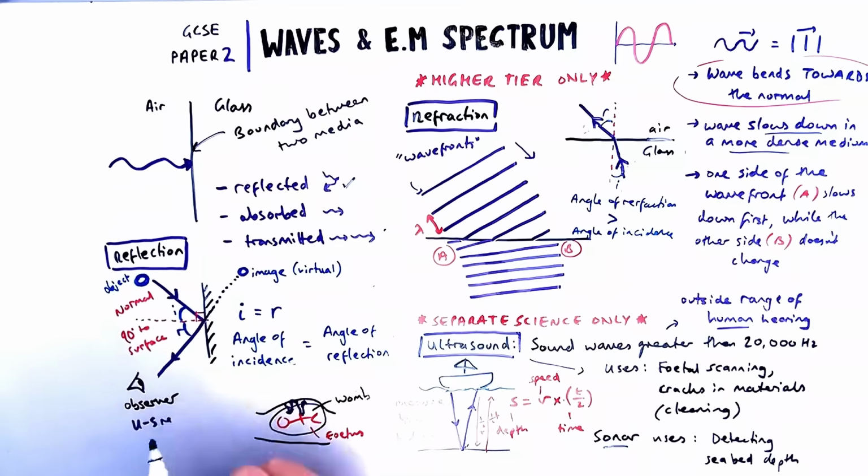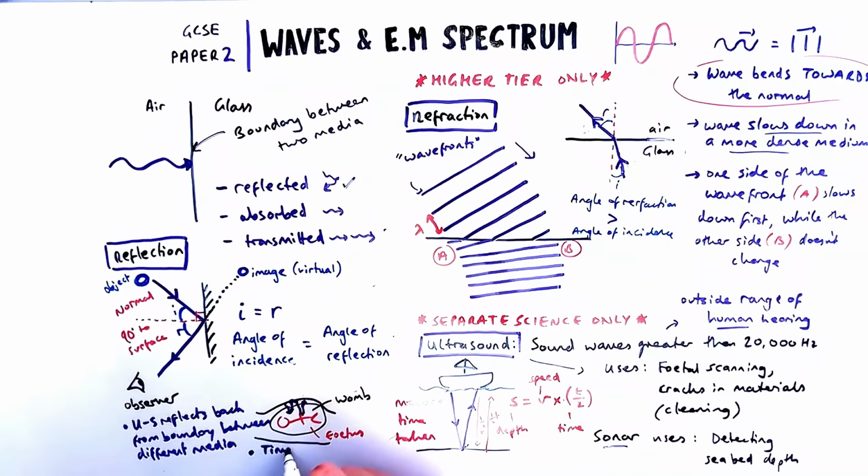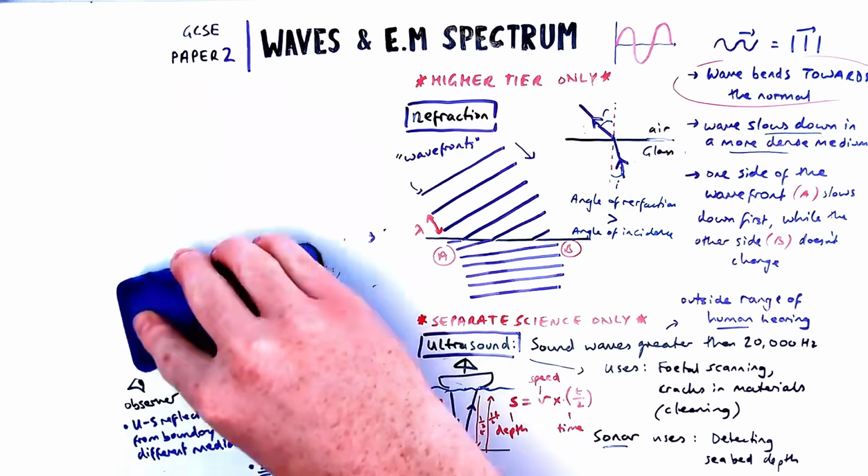This works on the same principle when you're scanning a fetus inside the womb. The ultrasound will reflect back from a boundary between two different media, and then the time is measured, and then you use distance equals speed times half of the time, and then the image is formed on a screen, doing this thousands of times per second to be able to form an accurate image.